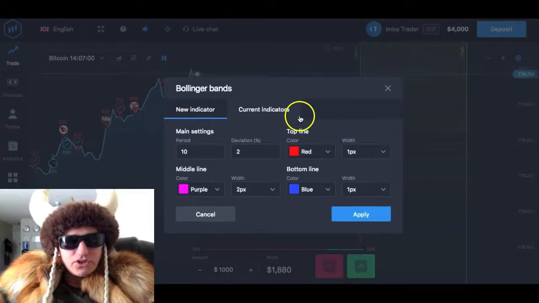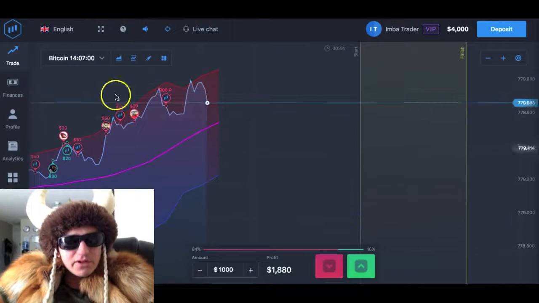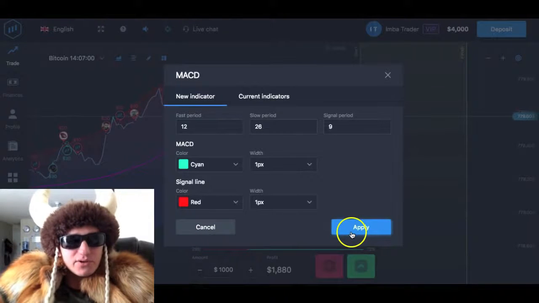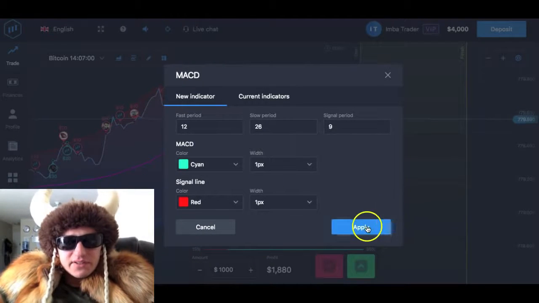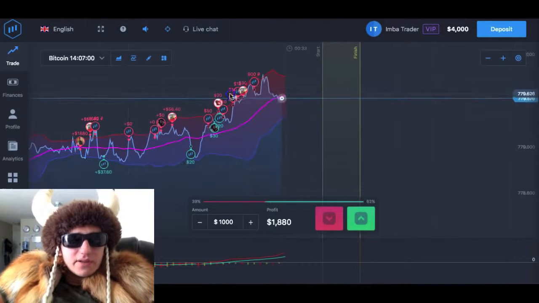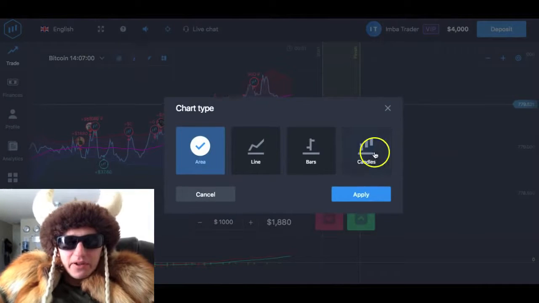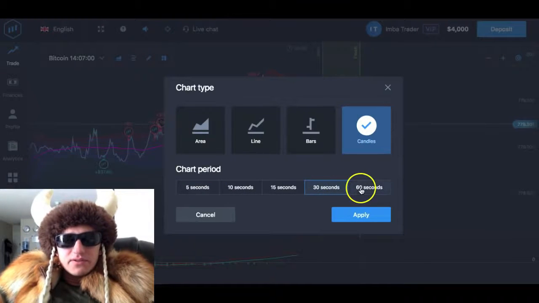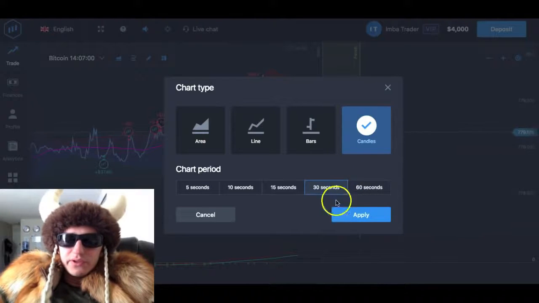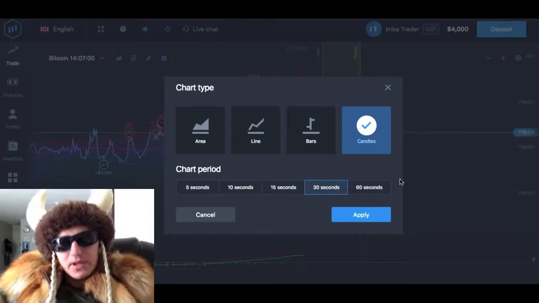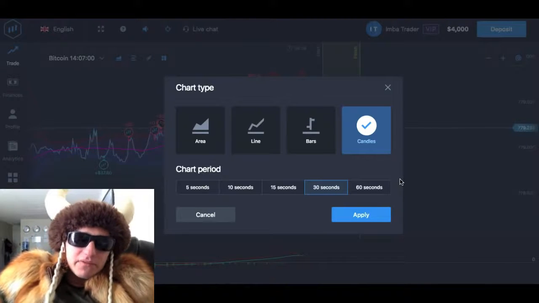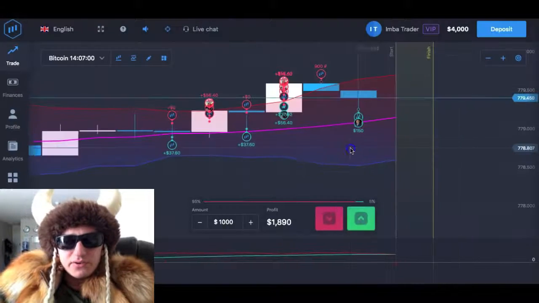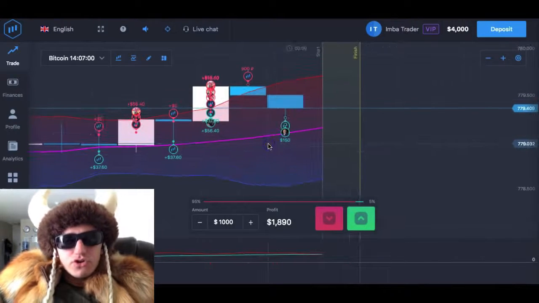You go to the indicators, check Bollinger Bands, you leave all the settings by default. There is also another one which works well in conjunction with Bollinger Bands. It's called MACD. Also leave all the settings by default here, and it does work better if you use it with the candlesticks graph, but make sure that you choose either 30 seconds or 60 seconds period, because it will give you more reliable information. Actually, I think 60 seconds will be even better, but I'll use 30 seconds here to show you how it works.